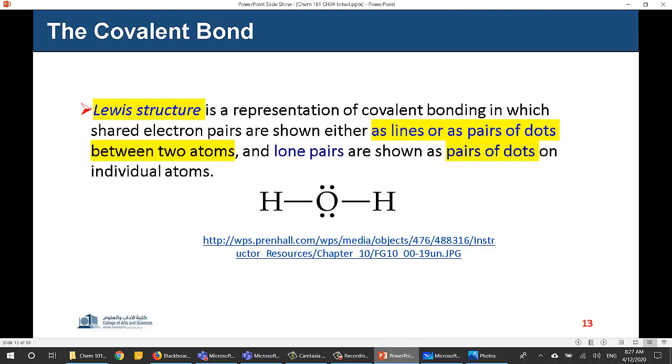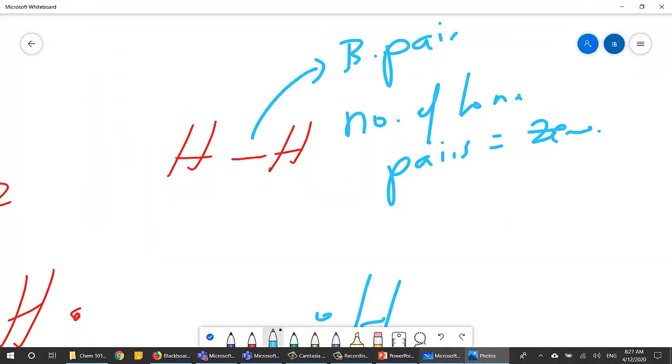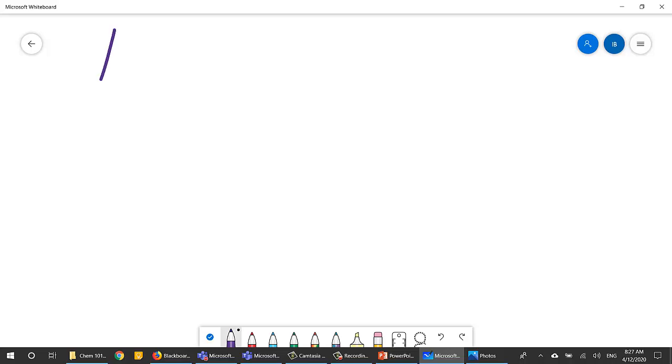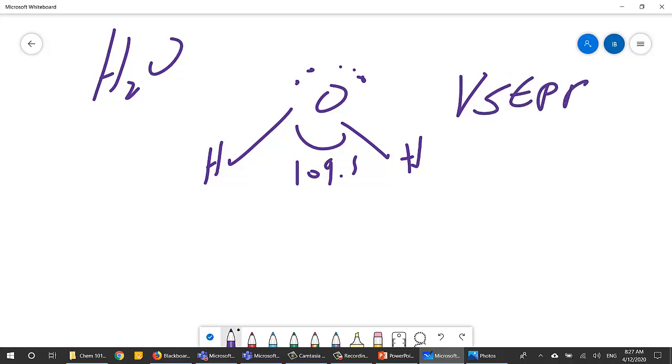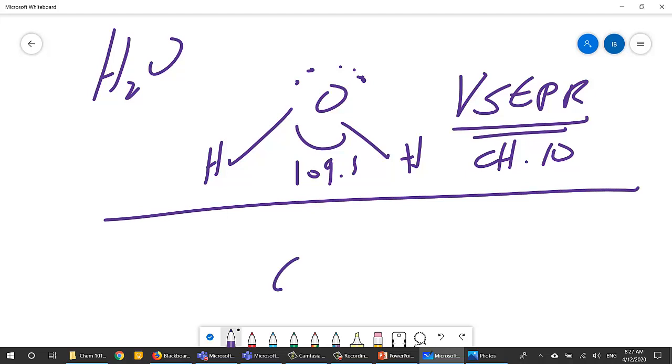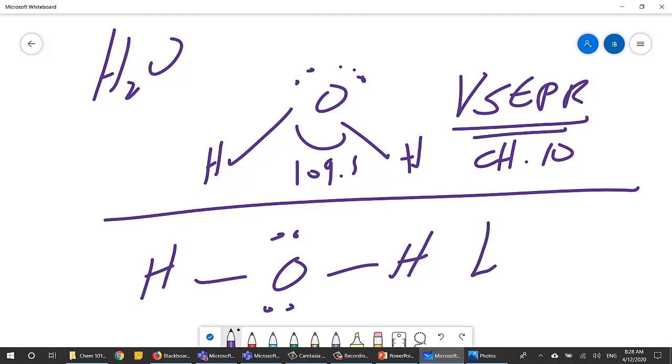Now, of course, this is the Lewis structure of water, and many of you might jump and say, teacher, this is wrong. We know water looks different. So for H2O, we know that H2O actually looks like this. And you are right, and the angle is roughly 104.5. But this is the VSEPR structure, and this is chapter 10. We are in chapter 9, and when he asks you about the Lewis structure, you write it like this, even if it doesn't make sense.